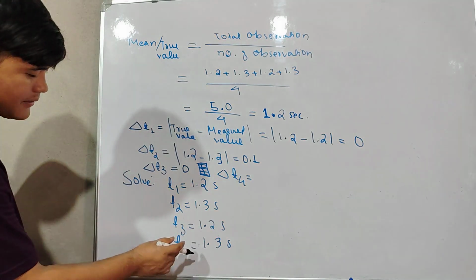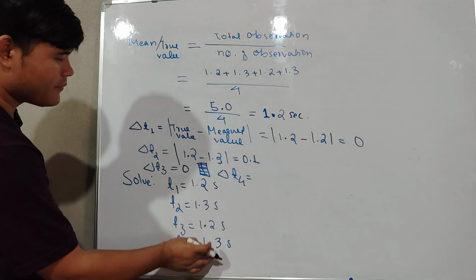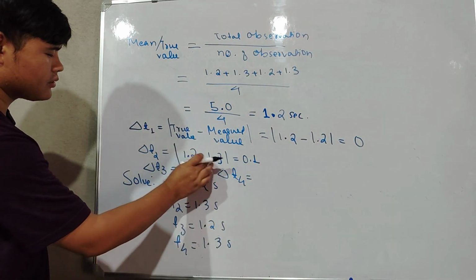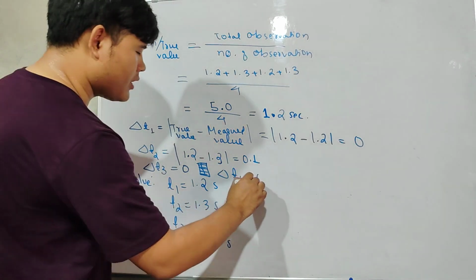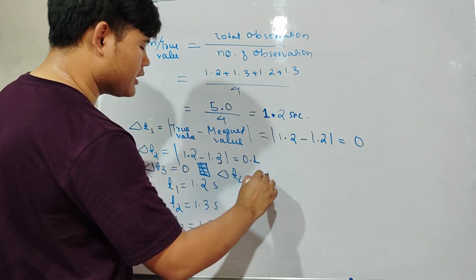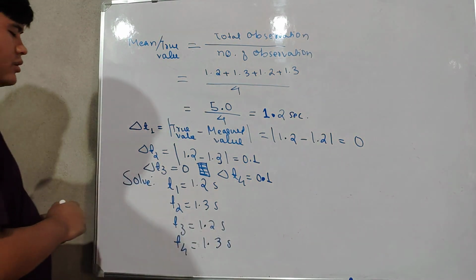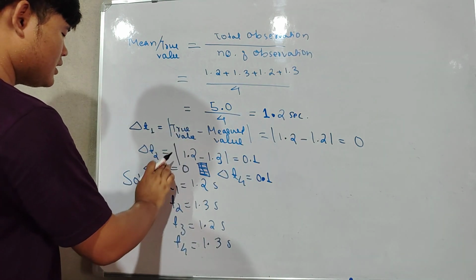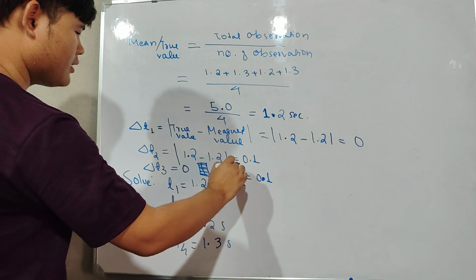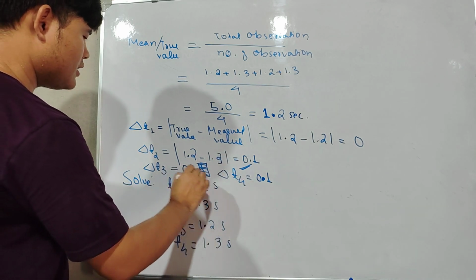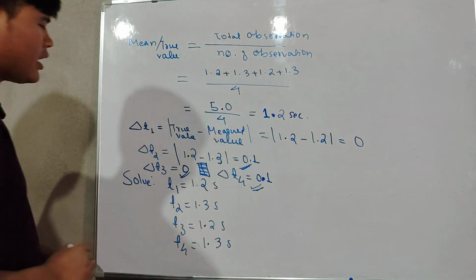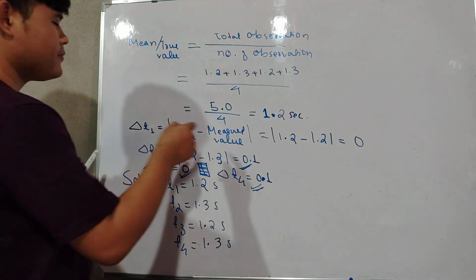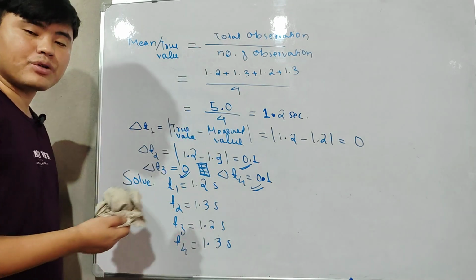Del T4 will be how much? 1.3 is there, and the true value is 1.2. That means 0.1. So del T1, how much did we get? 0. Del T2 is 0.1, del T3 is 0, and del T4 is 0.1. Okay, so now these are the individual absolute errors.